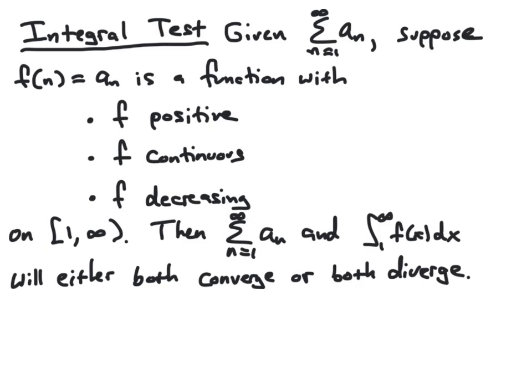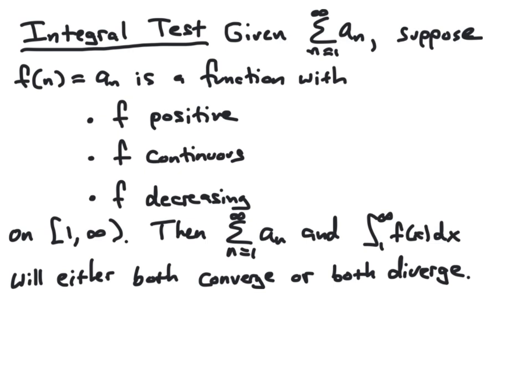Here's a formal statement for the integral test that was suggested by the previous examples. We're going to be given a series from n equal 1 to infinity of a sub n, and we want to let f be the associated function to that series term. In other words, we want to define f so that f of n is equal to the nth term of our series a sub n for all values of n.